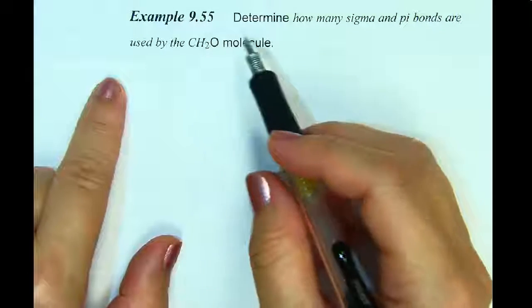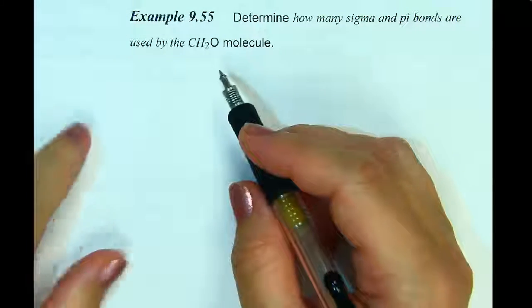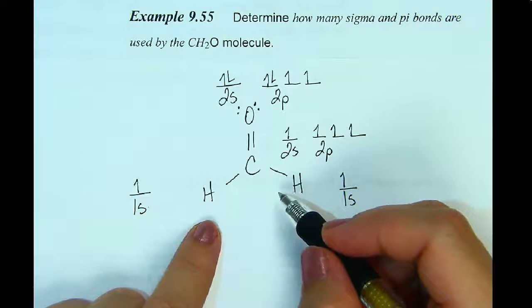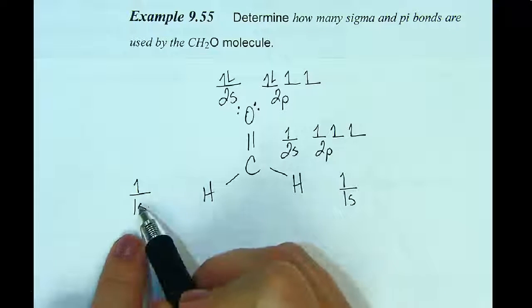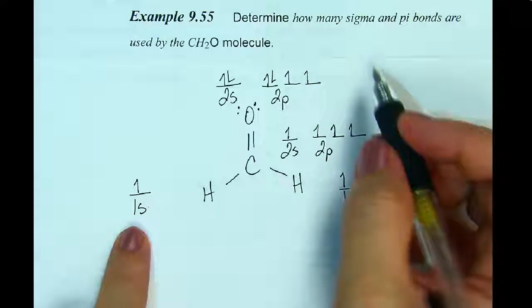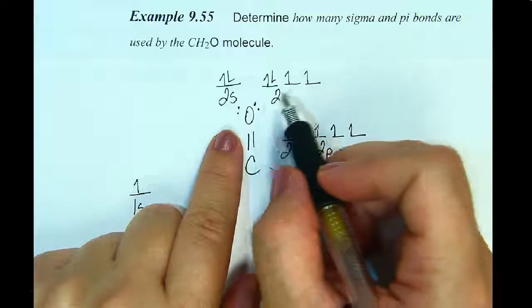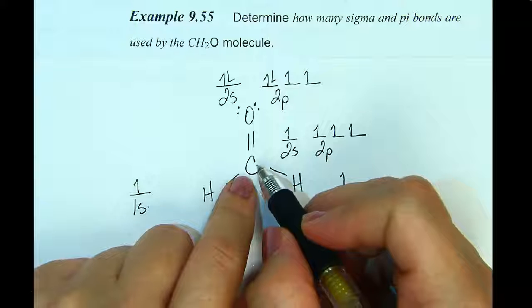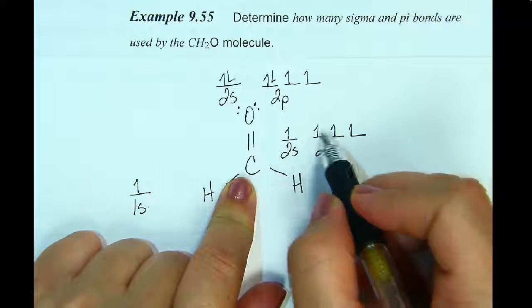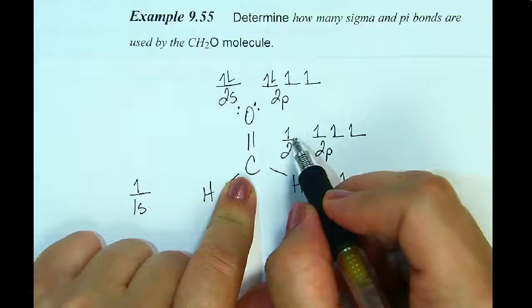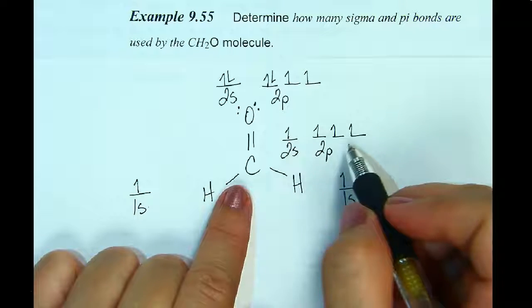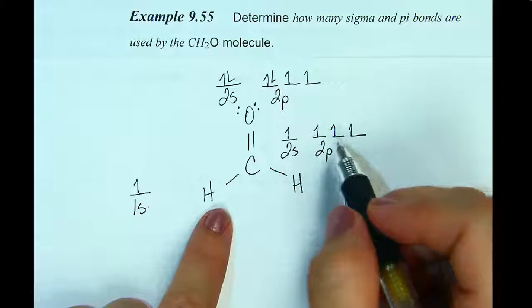Example 9.55: determine how many sigma and pi bonds are used in the CH2O molecule. Let's draw the Lewis structure first. So I've drawn the Lewis structure, but I've also drawn out the electron configuration or orbital notation, one for each hydrogen. This is oxygen, 2s2, 2p4. And then this is the hybrid carbon orbitals, 2s1, 2p1, 2, 3. And notice this s electron was shifted over to this hybrid orbital here. So we have these hybrid orbitals for the carbon.